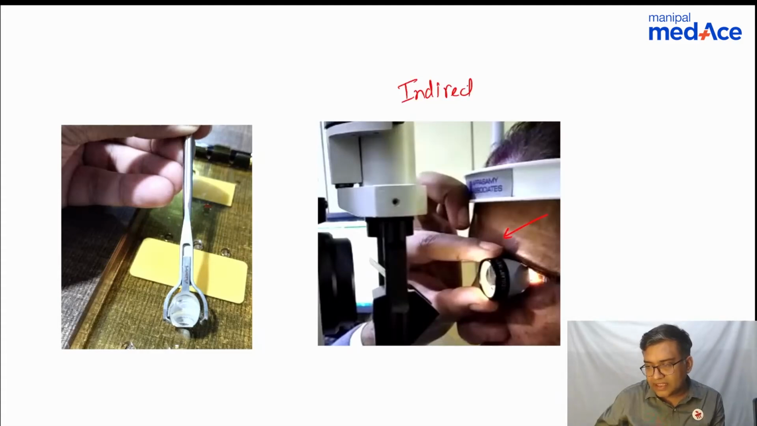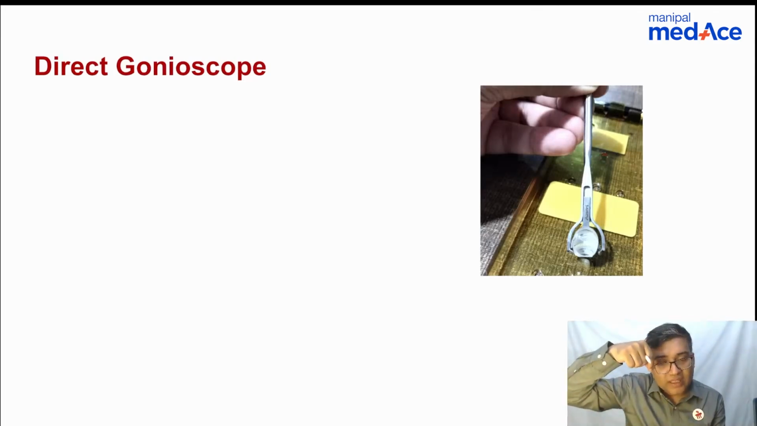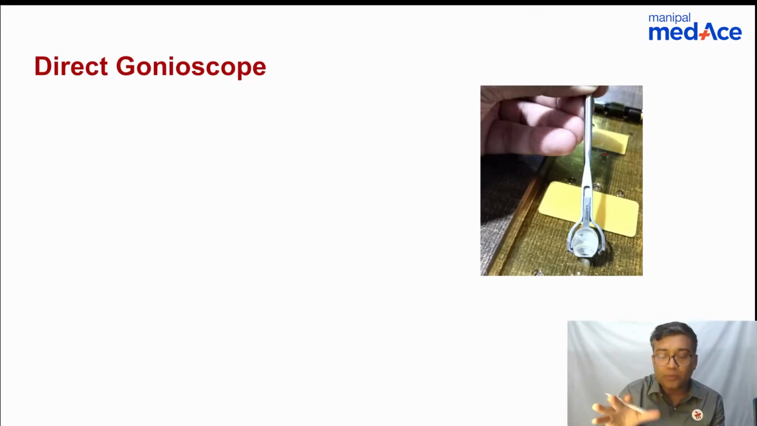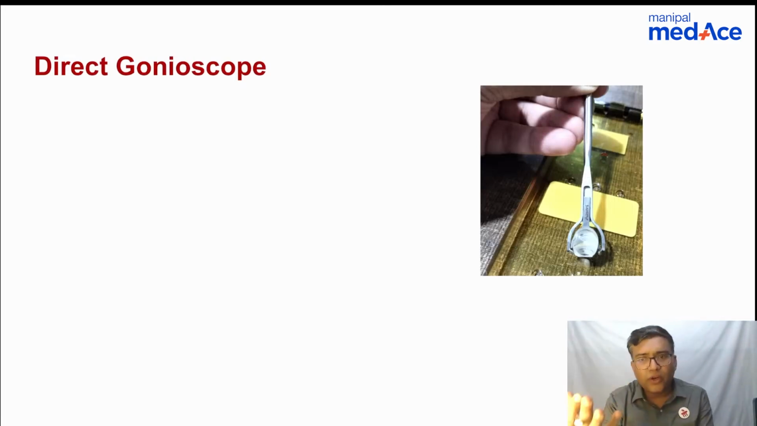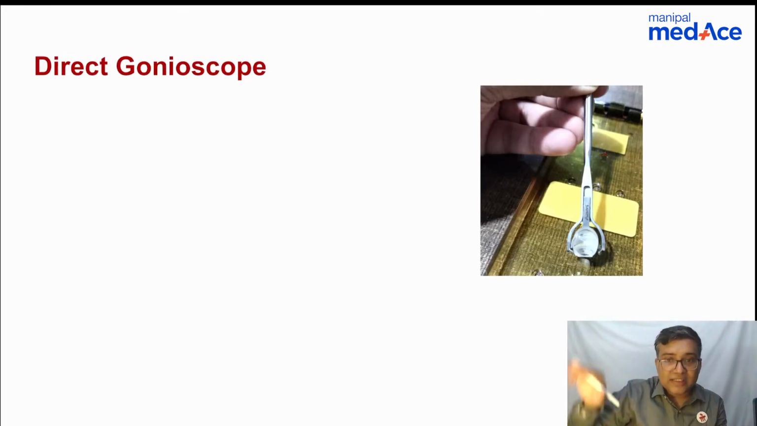So what is the difference between the direct and the indirect gonioscope? That is sometimes asked in your exam. First of all, this is my direct gonioscope, a Swan-Jacob type of gonioscope. Here you put it directly over the eye and see the various angles through the gonioscope. What we do with gonioscopy is basically see the various angles. So whenever you are doing a direct gonioscopy, you see how the angle structure is.